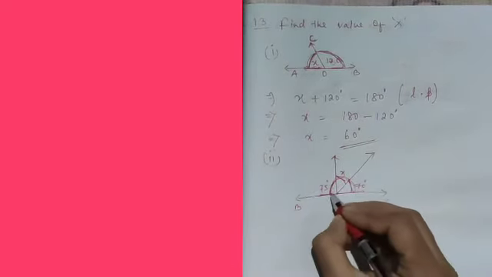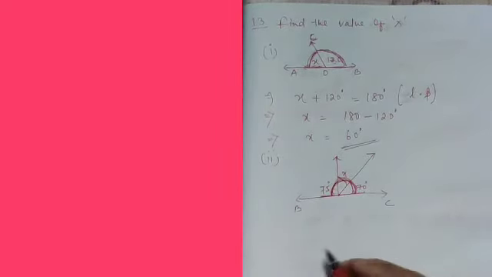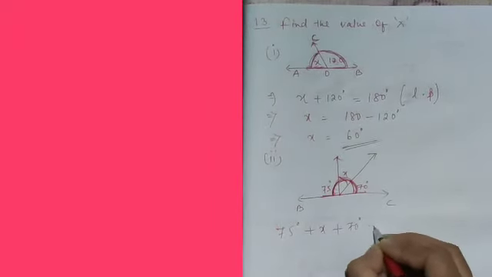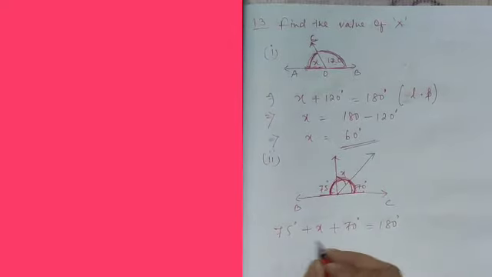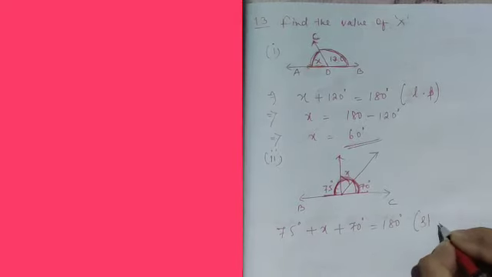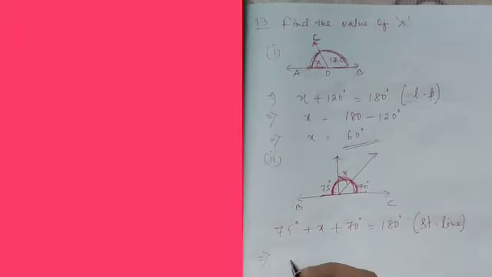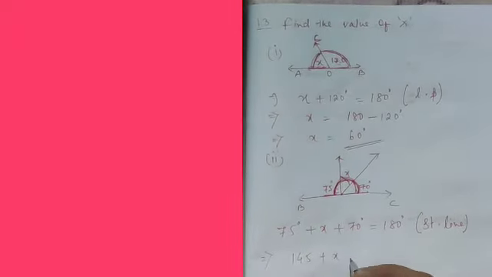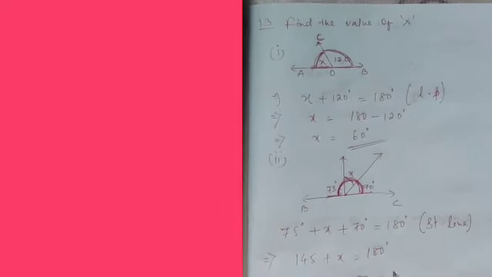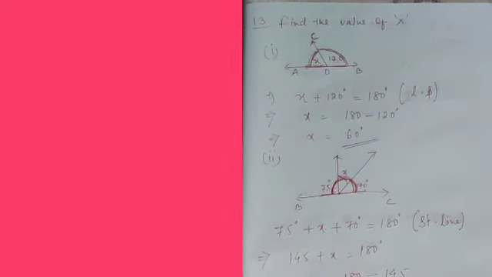So these three angles forming this 180 degrees, that condition will be straight line. So 75 degrees plus x plus 70 degrees is also equal to 180 degrees. But since here it is more than 2, that's why we will not write linear pair, we will write straight line. Clear? So 75 plus 70 is 145, plus x is equal to 180 degrees. So x is equal to 180 minus 145, that is x is equal to 35 degrees.